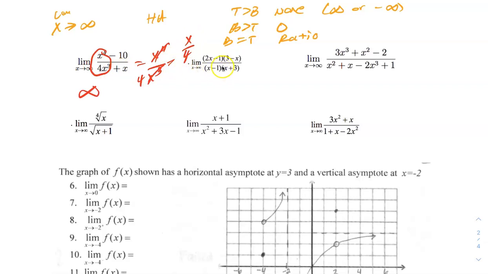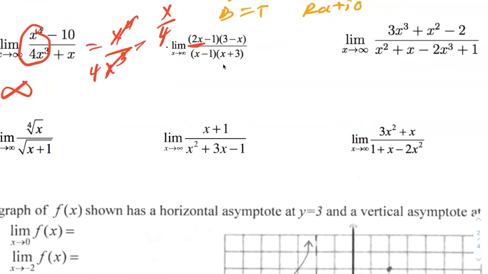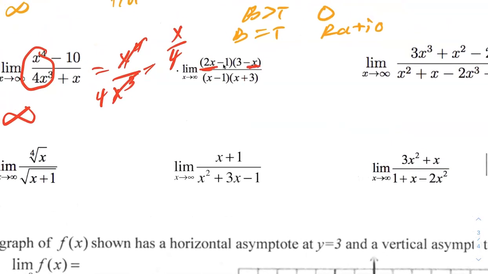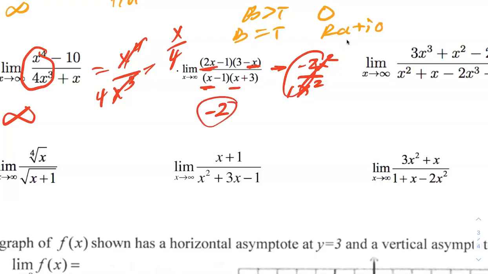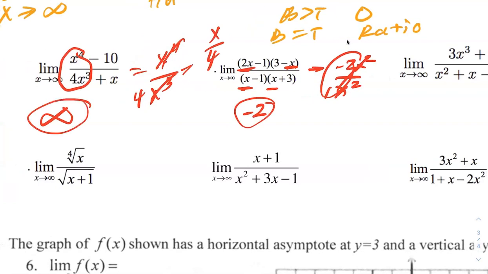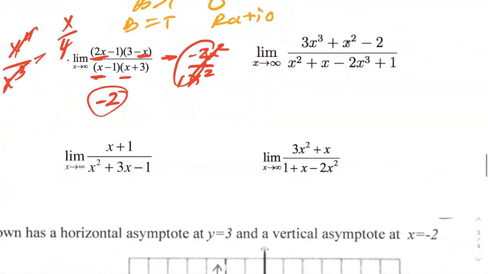Next one, only look at the highest powers again. What's my highest power on the top? If I multiply those, I'll get negative 2x squared. Look at the bottom. If I multiply these, I get x squared. So they're the same. So look at the ratio. Bottom equals top, same power. The ratio would give you negative 2 over 1, or just negative 2. I'm circling them. I don't know why I'm circling them.